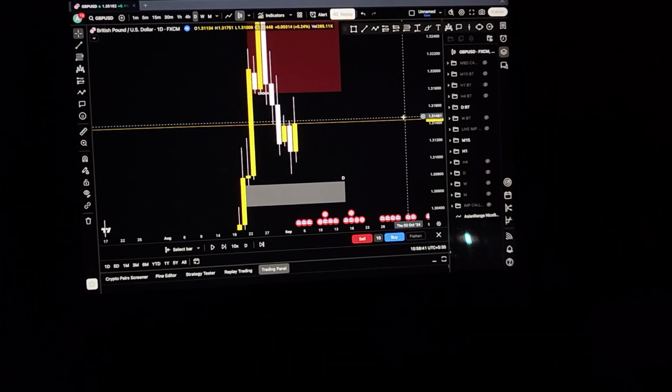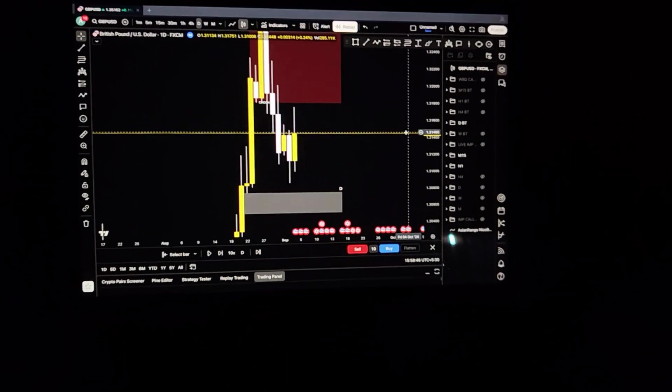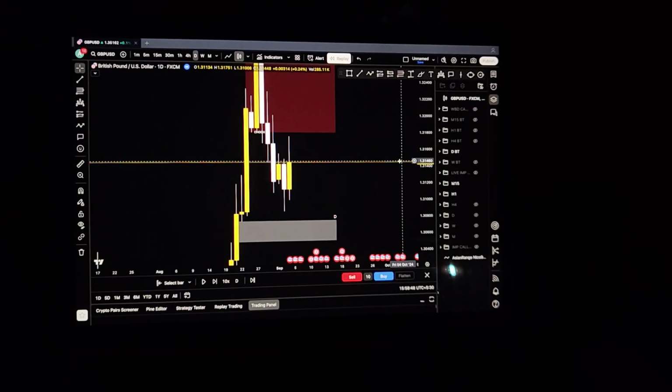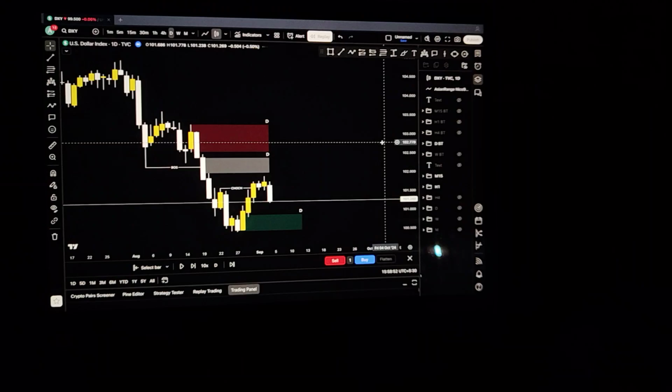So my daily bias was clearly bullish. The weekly bias was clearly bearish, but according to how this daily candle closed, we trade with the daily bias. So obviously the bias was bullish on GBP USD.